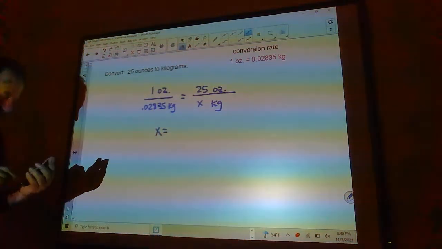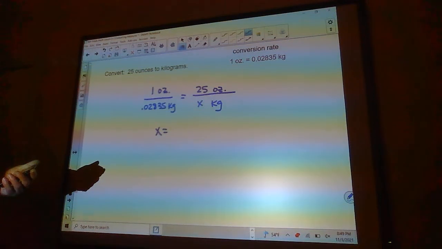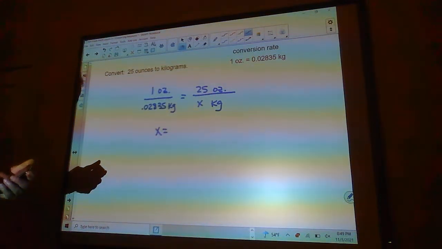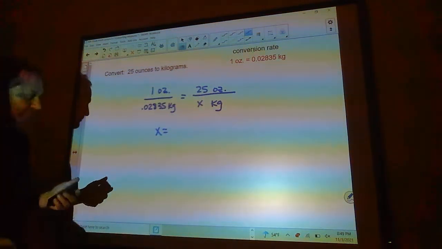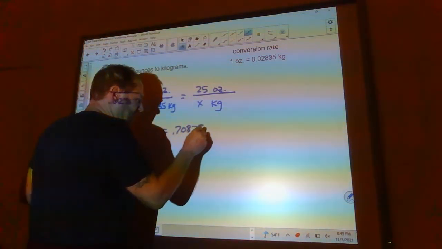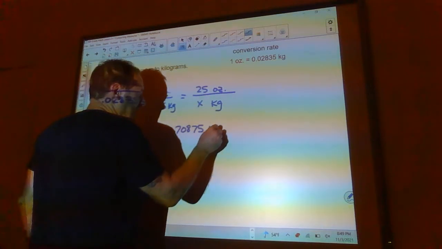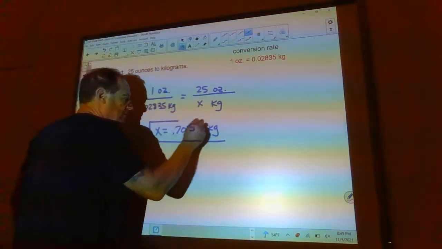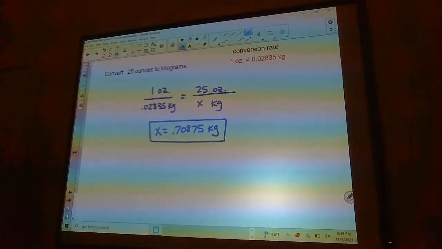So 25 times 0.02835. Bam. That's 0.70875, and my answer is in kilograms. So not even a full kilogram.